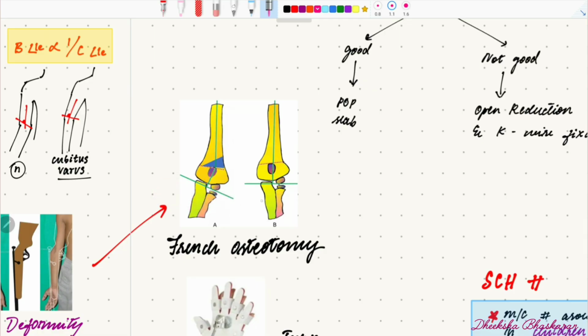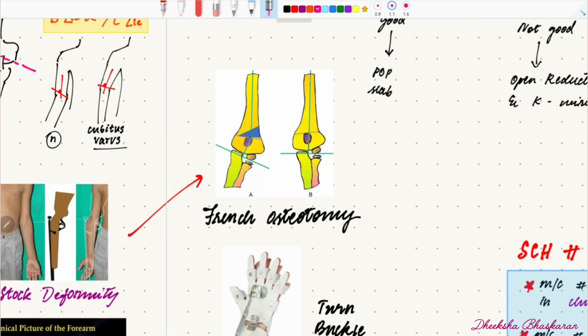So this corrects the angle here and has come to the normal angle. So this is called a French osteotomy procedure.